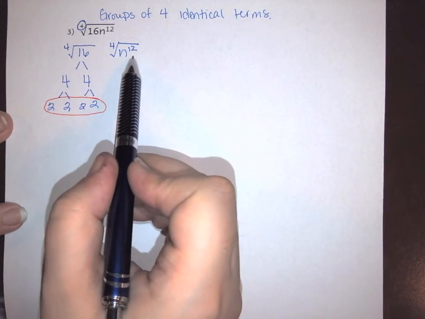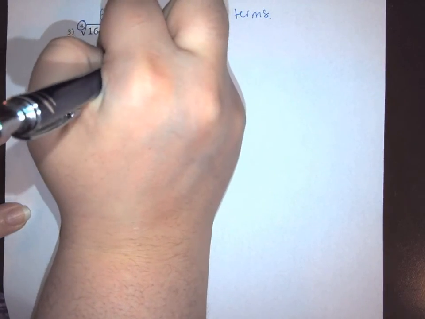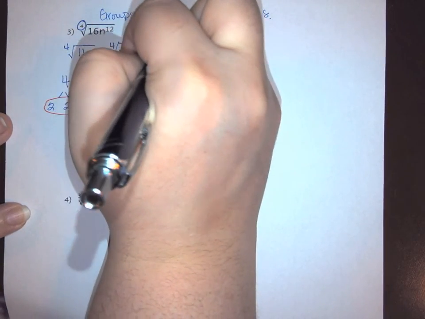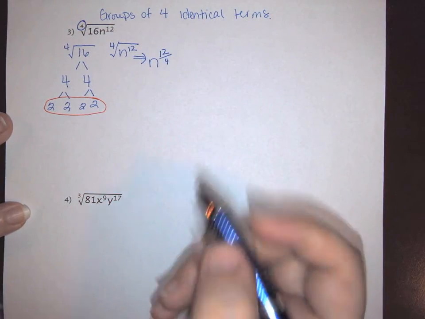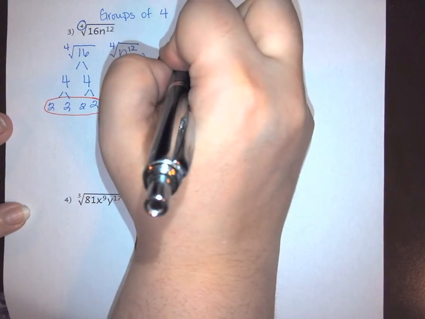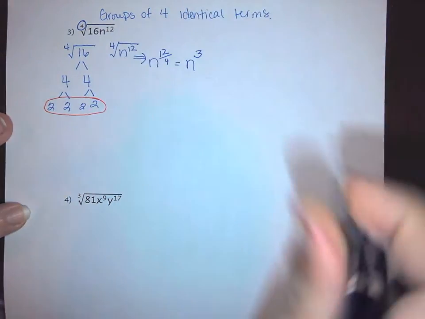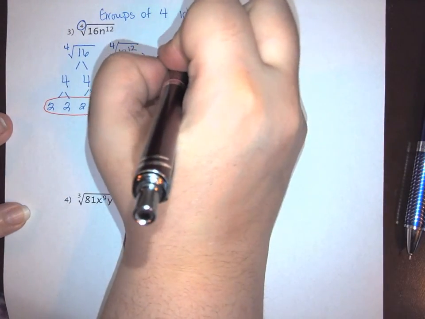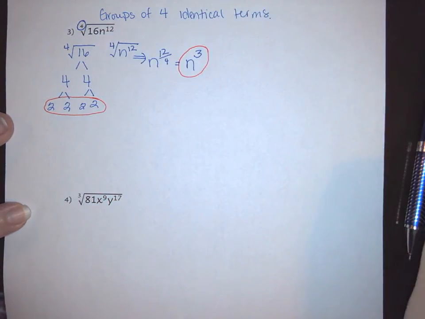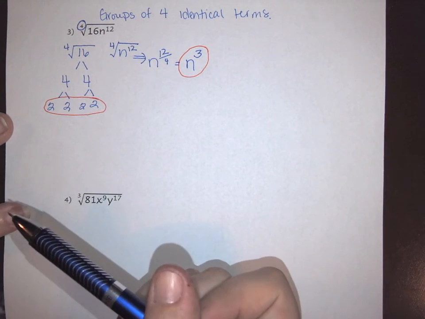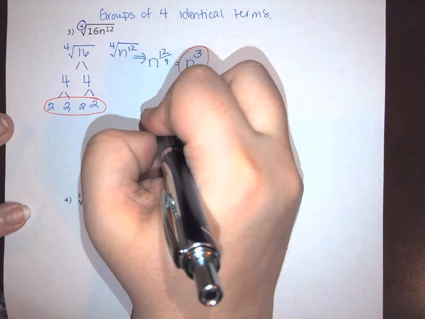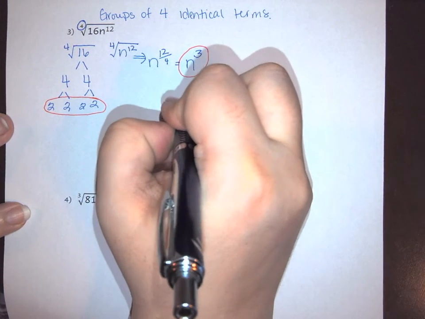Now with that, I have n to the 12th, and we're going to do the same thing that we did before. We're going to look at n to the 12 divided by 4. Since that works out nicely and gives us n cubed, that is what pulls out. So this is the other piece that pulls out. Now in this case, I want you to notice that the radical completely goes away, and what we're left with is 2n cubed.